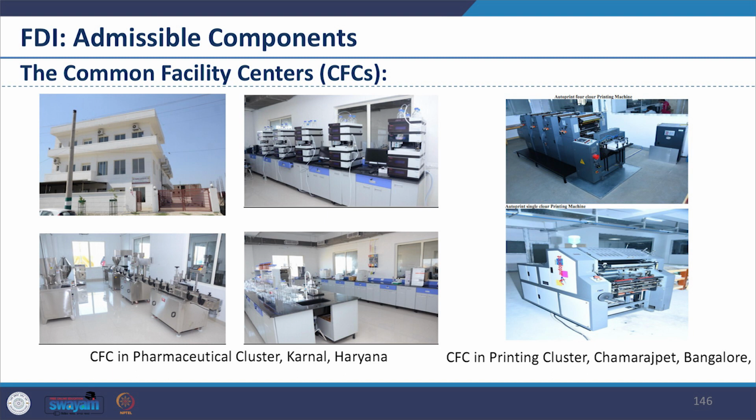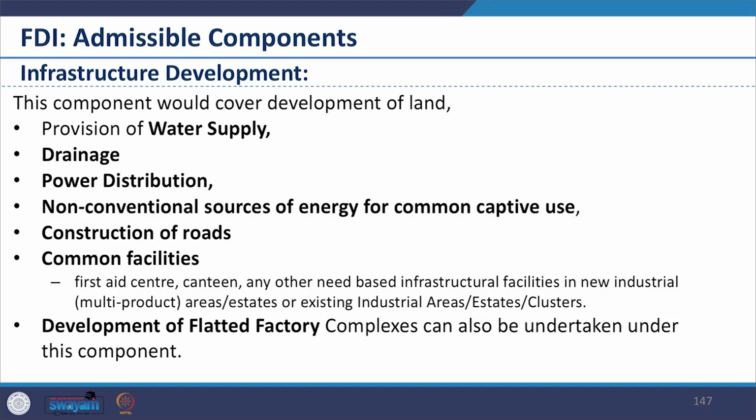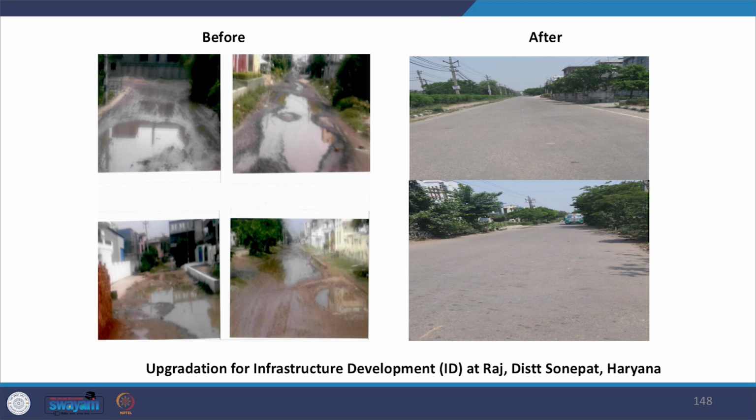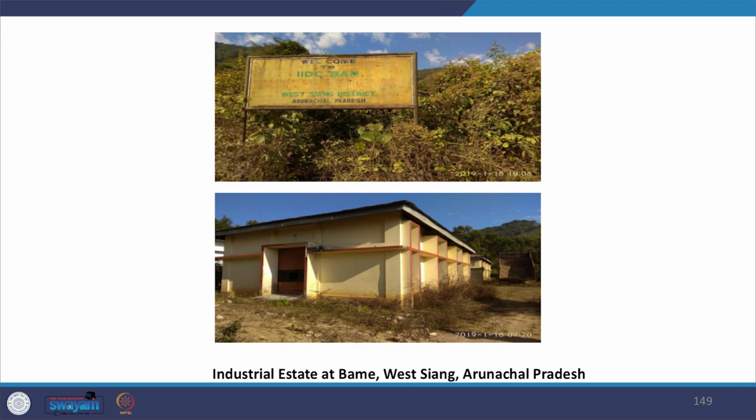Chamrajpet, Bangalore, Karnataka. Moving on, we see another component, which is infrastructure development. This component would cover development of land, provision of water supply, drainage, power distribution, non-conventional sources of energy for common captive use, other things like construction of roads, common facilities such as a first aid center, and so on. So you see that the examples of this include infrastructure developments, where you can see how they have improved the road condition at Raj in district Sonepat, Haryana. You can see before and after pictures here. You can see another example, an industrial estate at Bame, West Siang, Arunachal Pradesh. You can see how they have improved the facility here.